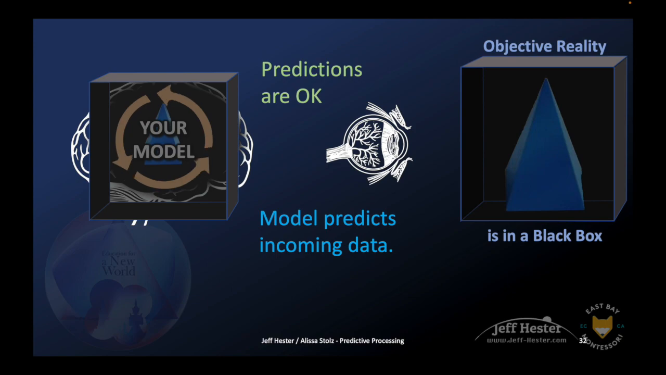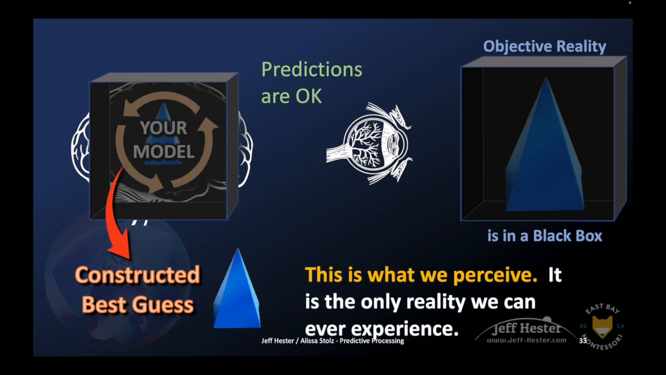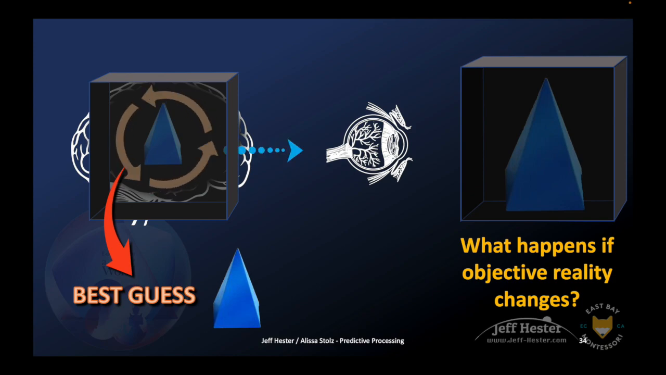In this case, objective reality is a pyramid, and your model is a pyramid. The predictions are okay, so you don't need to send error signals back to the brain. And your brain offers up its constructed best guess based on its model and those error signals. That's your perception. Your perception is the brain's best guess. That's the only reality you can ever experience.